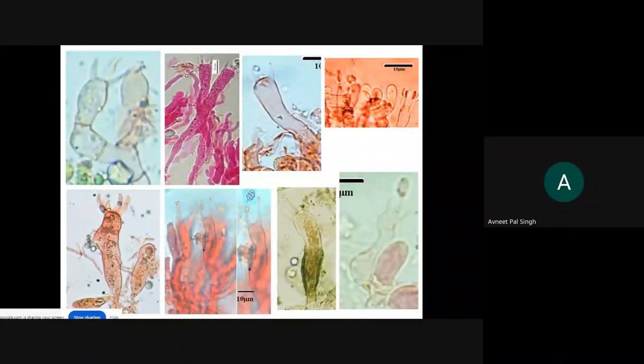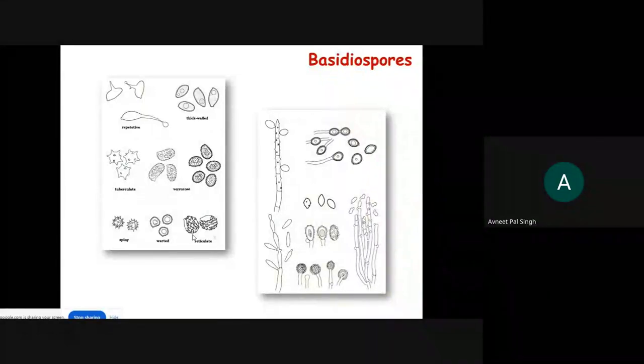See some of those photomicrographs where basidia have been depicted, and from these you can make out. Nowadays we have very good microscopic units where size can be calculated easily, provided you have a good microscopic preparation available with you.